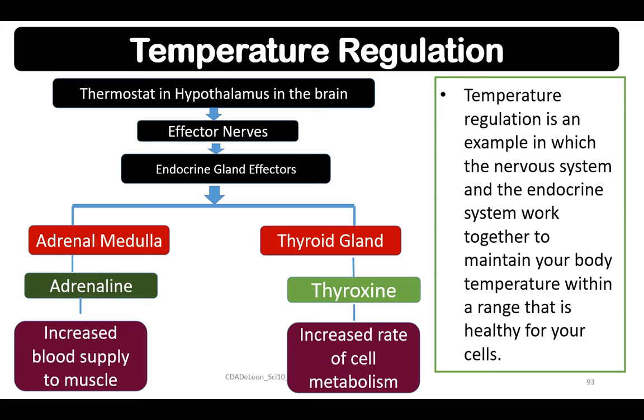So, as you can see on the illustration, the thermostat in the hypothalamus in the brain will go to the effector nerves and then endocrine gland effectors. So after that, it will go to the adrenal medulla and then adrenaline and then increase the blood supply to the muscles. On the other hand, the thyroid gland produces thyroxine and then increases the rate of cell metabolism. So it influences our body temperature.